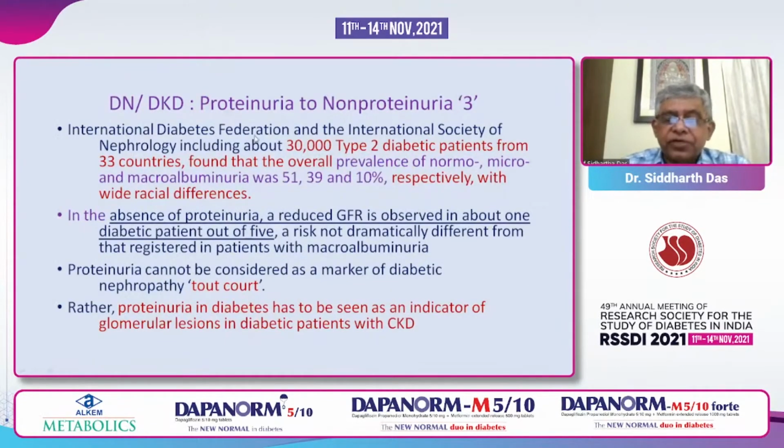The International Diabetes Federation and the International Society of Nephrology study, including about 30,000 type 2 diabetic patients from 33 countries, found that the overall prevalence of non-albuminuric, microalbuminuric, and macroalbuminuric was 51, 39, and 10% respectively, with wide racial differences. In the absence of proteinuria, a reduced GFR is observed in about 1 diabetic patient out of 5, or 20% of patients. Proteinuria cannot be considered a marker of diabetic nephropathy without question. Rather, proteinuria in diabetics has to be seen as an indicator of glomerular disease lesion in diabetic patients with CKD.